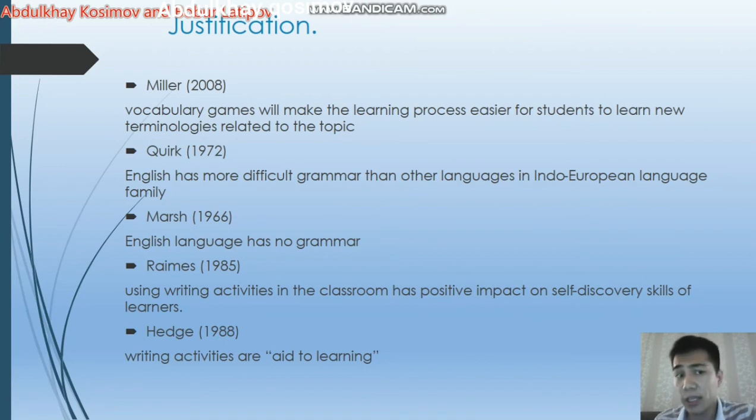A justification for my activities. Miller mentioned that vocabulary games make the learning process easier for students to learn new terminologies related to the topic. Kirk also mentioned that English has more difficult grammar than other languages in the European language family. And Marsh also emphasized that the English language has no grammar. It means that English has complex grammar, so we can't deny teaching grammar in second language teaching.